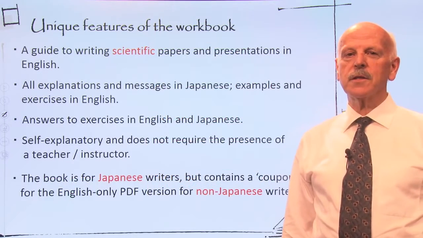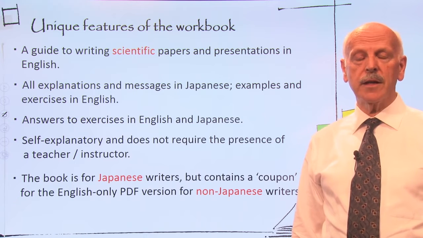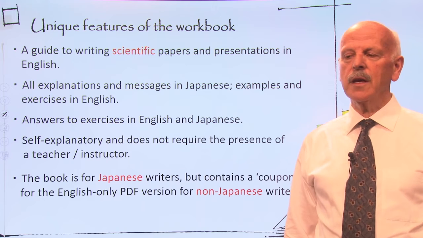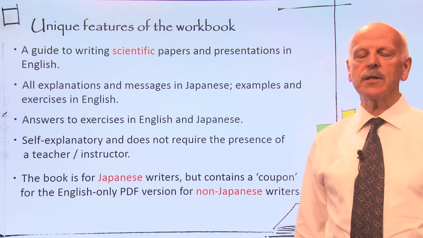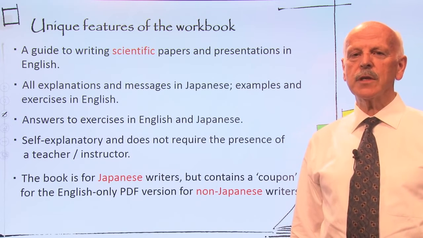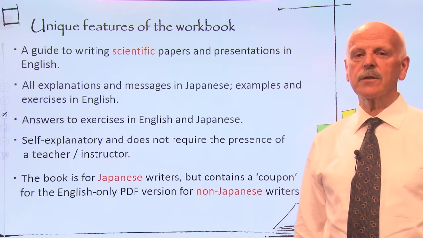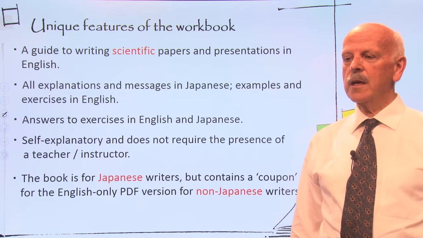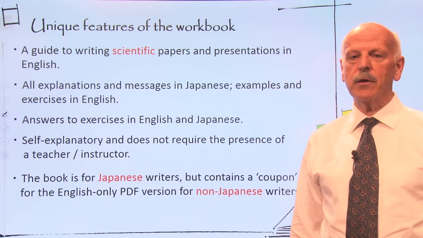So the unique features of this workbook are that it is a guide to writing scientific papers and presentations for science. The book has all the explanations and messages in Japanese language, and the examples and exercises are in English. The answers to the exercises are in both English and Japanese. The book is self-explanatory, which means that you can study by yourself.